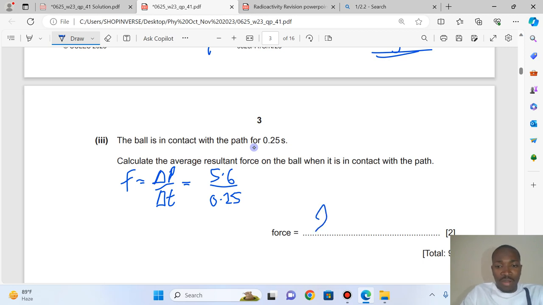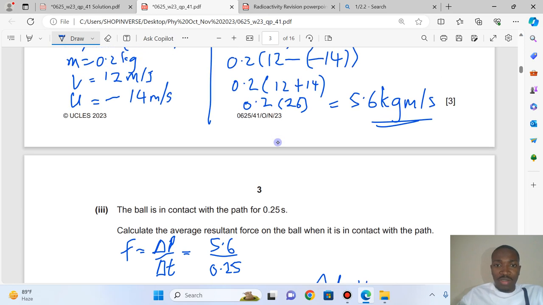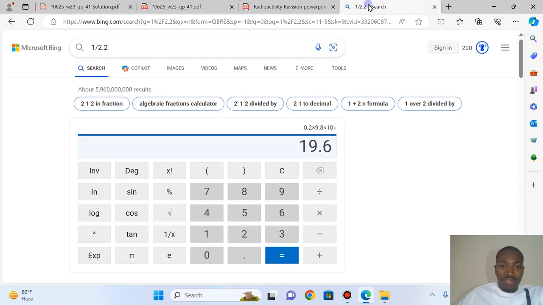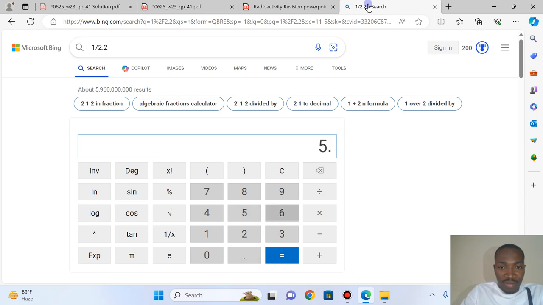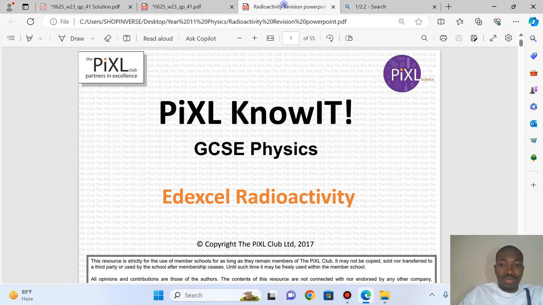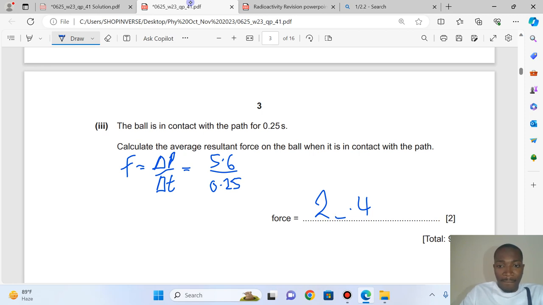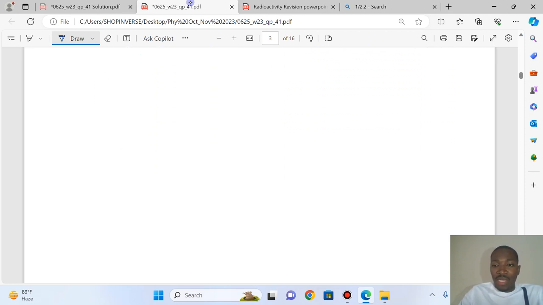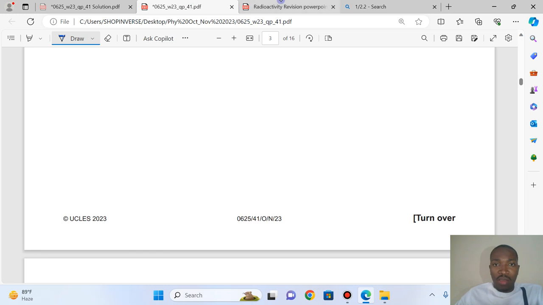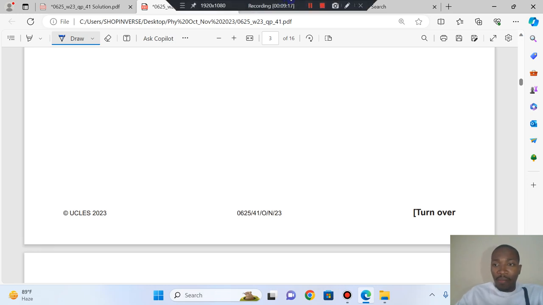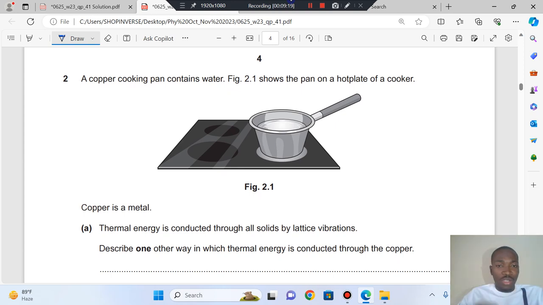This is given to two significant figures. Let me just use the calculator for that. 5.6 divided by 0.25 is 22.4 newtons. Excellent. That's all for number one. So we go straight to question number two. My target is 10 minutes per question.